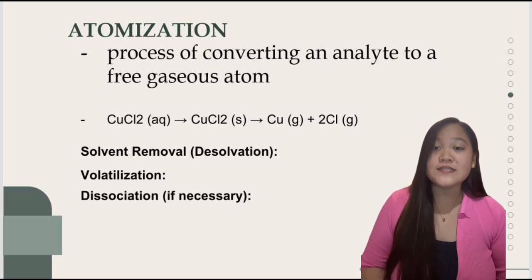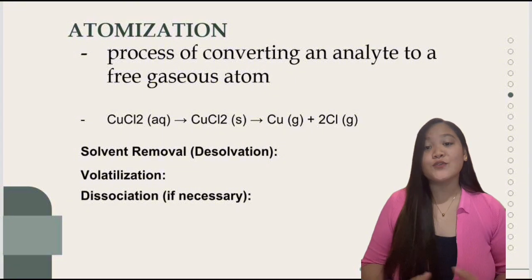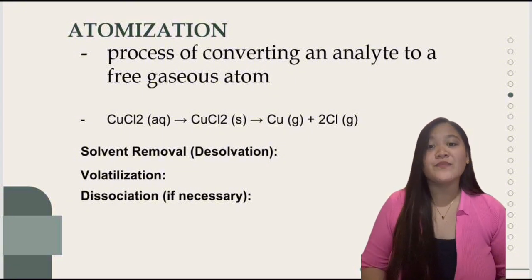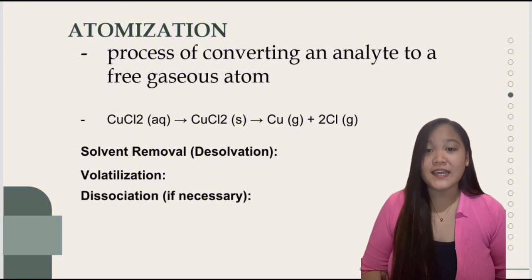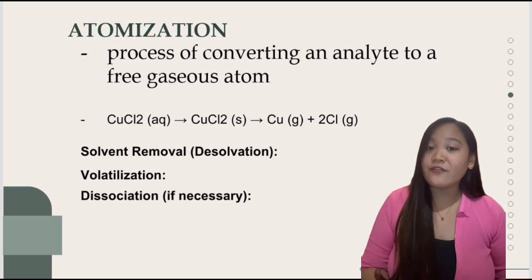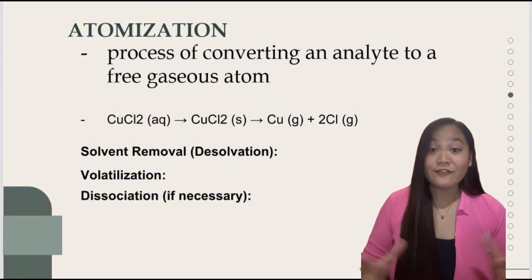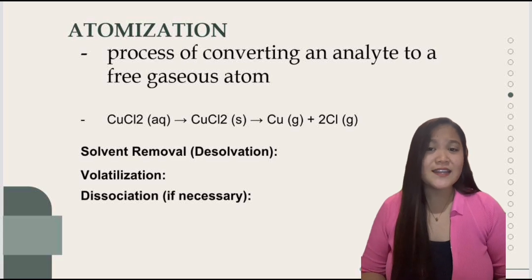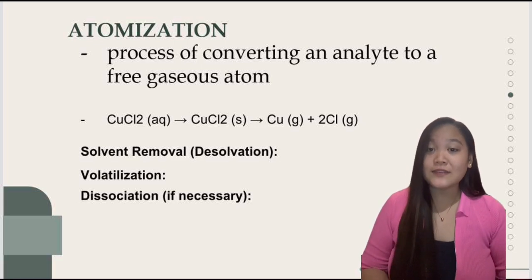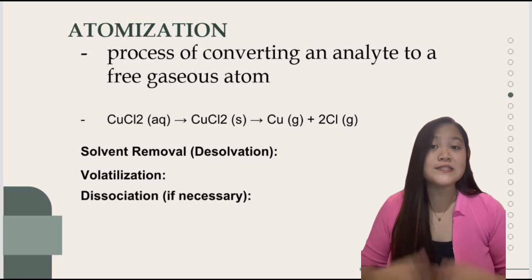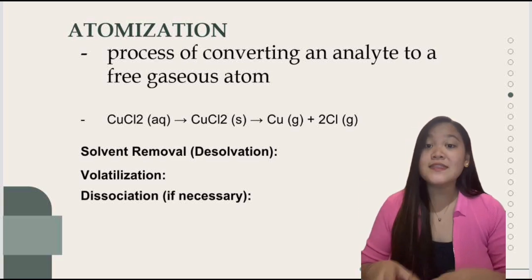This often requires even higher temperatures than those used for desolvation. Not all elements vaporize easily, and some may decompose into different compounds before reaching the gaseous state. Third, dissociation, if necessary. In some cases, the analyte molecules need to be broken apart into their constituent atoms. For instance, in our example, the CuCl2, or copper chloride, molecule needs to be split into individual copper and chlorine atoms.